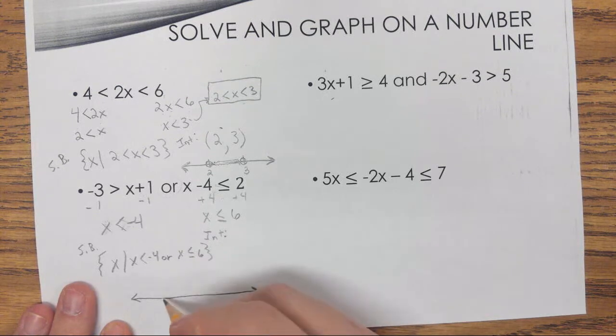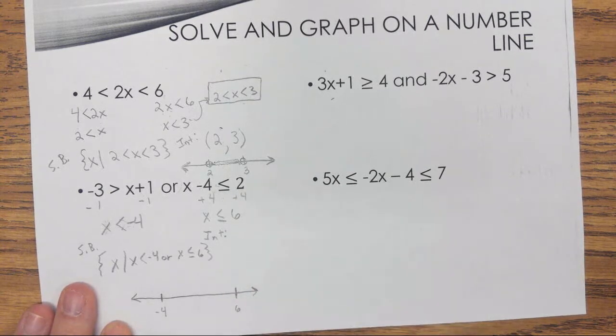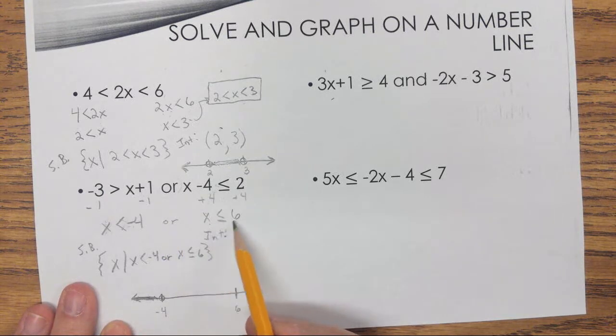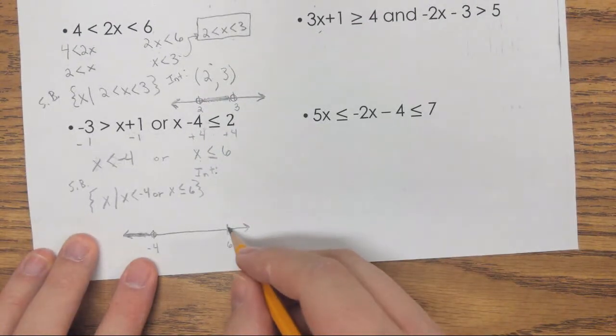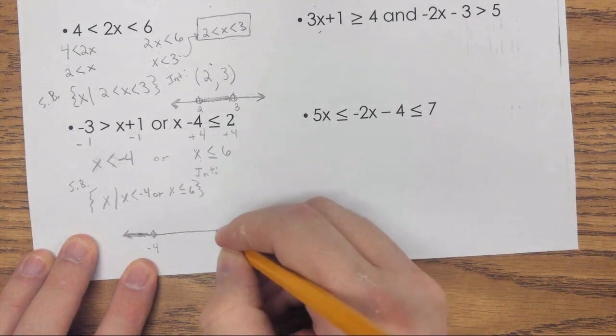I'm going to start down here with -4, come up here to 6. x is less than -4. So there's that. Here's our graph for that. Or x is less than or equal to 6. So we fill in the dot because it's less than or equal to, and it's all of this.